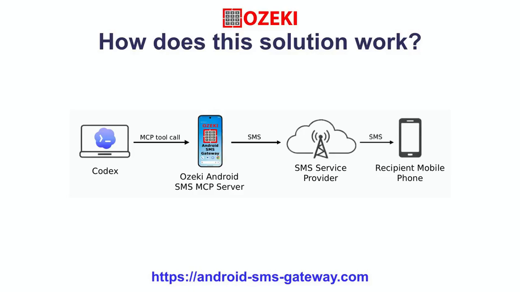How does this solution work? OpenAI Codex connects to the Ozeki Android SMS MCP server through the MCP protocol, and when an SMS is sent, it travels from Codex to the Android phone, which then forwards it through a wireless mobile network to the SMS service provider for delivery to the recipient's phone number.